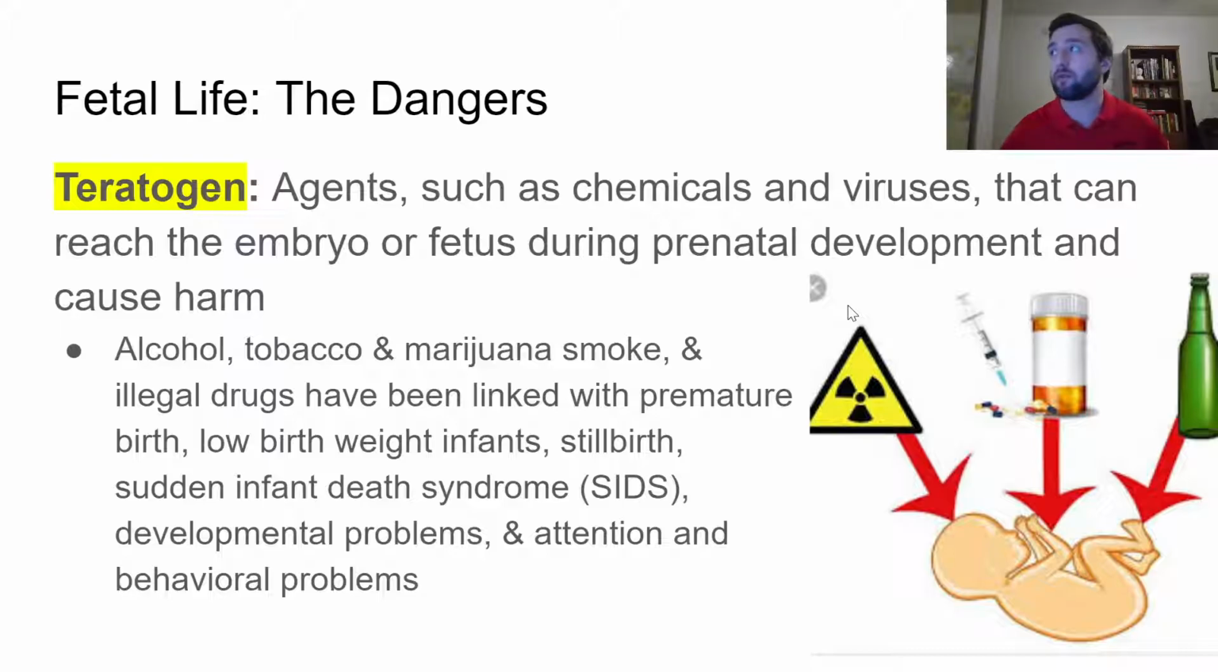Some other things we have to talk about with fetal life are some of the dangers, the things that can cause negative effects. One important term is a teratogen. You can see that at the top there. Generally speaking, a teratogen is pretty much anything that causes harm to an embryo or fetus. The technical definition says agents such as chemicals and viruses that can reach the embryo or fetus during prenatal development and cause harm.